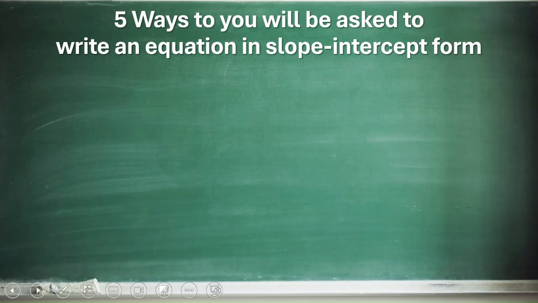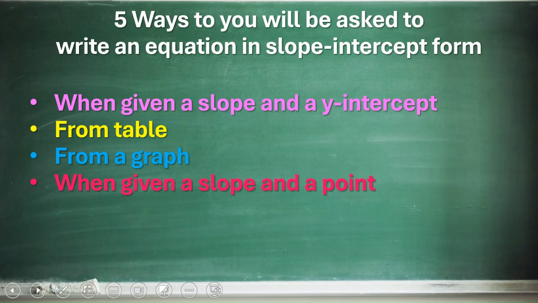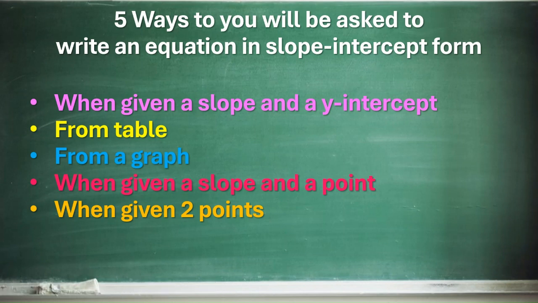And today we are talking about the 5 ways you'll be asked to write an equation in slope-intercept form, and we're going to talk through how you do that. So the first way is when you are given a slope and a y-intercept from a table, from a graph, when given a slope and a point, and finally, when given 2 points. So we are going to work through all of these today, and I will have chapters marked in the video so you can jump to exactly what you need to see.